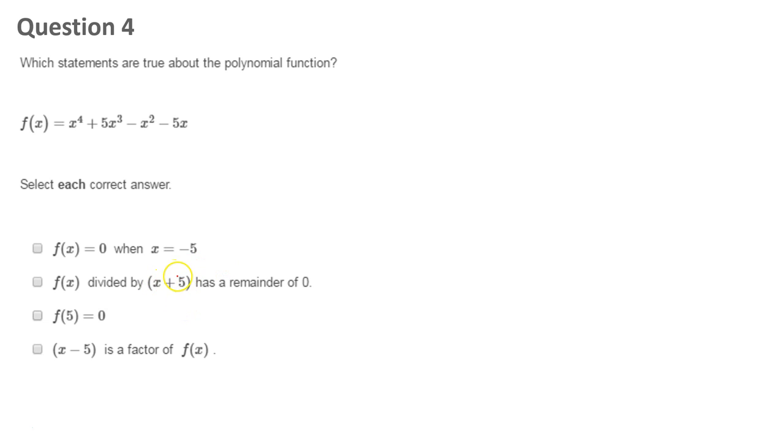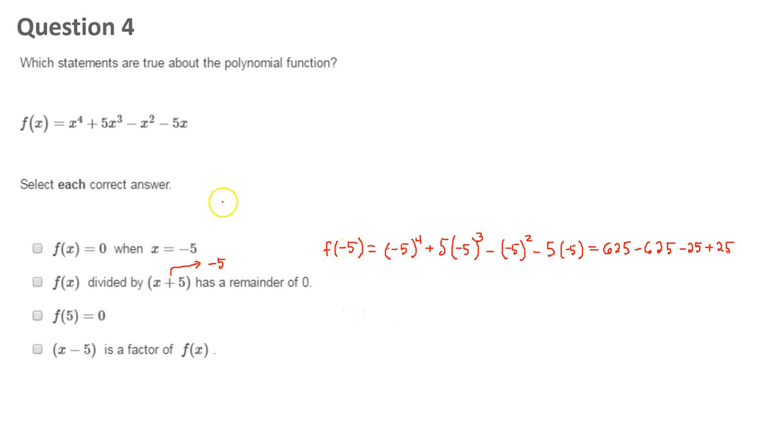The reason is that what we always do is look at this term here, take the opposite, and substitute it into the function to see if it has a remainder of 0. So let's look and see. As we substitute negative 5 in for x into this polynomial function, we end up with 625 minus 625, negative 25 plus 25, and all that together gives me 0. So again, when x is negative 5, our function ends up equaling 0.